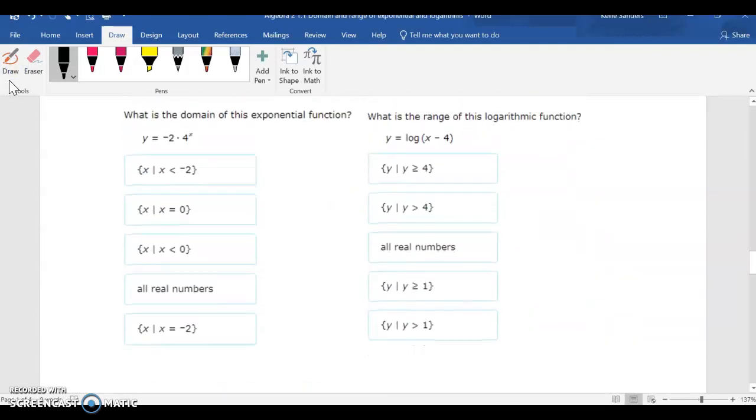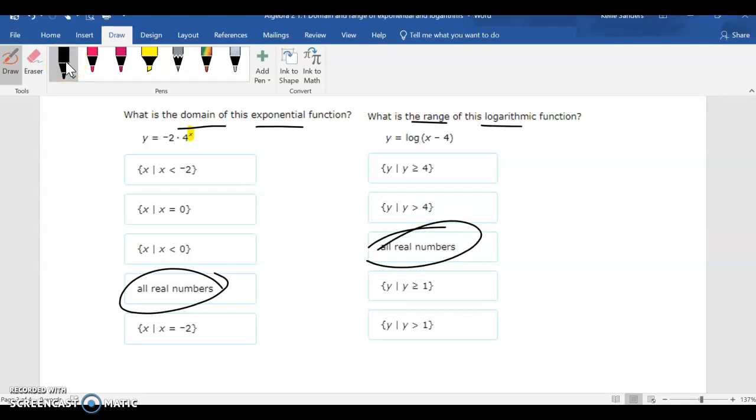Okay, so here we are. I want to keep that in mind. Domain of an exponential, all real numbers, that's done, because you can put anything into the x and be able to get an answer. The range of a logarithmic, all real numbers. If you see those two words, then it's always going to be that, and you don't have to worry about it.